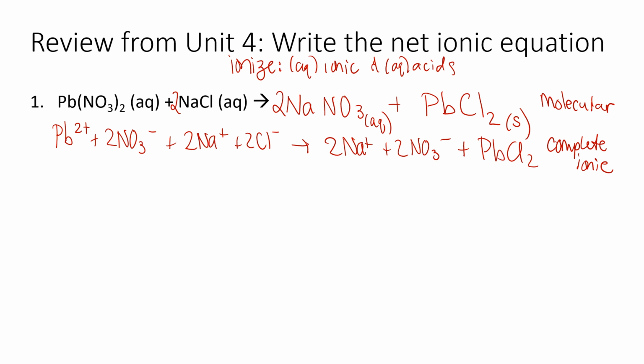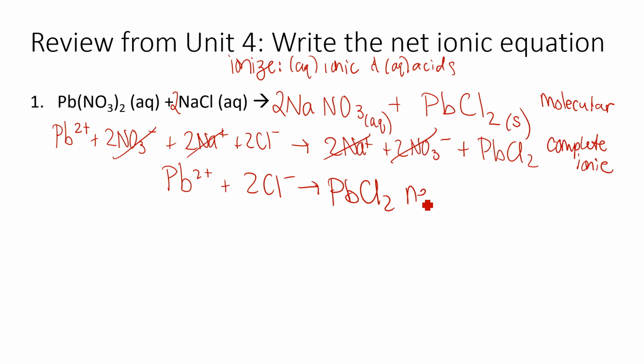And then for the net ionic, I would eliminate any spectators. Those are the ones that show up on both sides here. So what I would be left with is this right here, and this is what we call my net ionic equation. This is an example of a precipitation reaction, where we form a solid. So this is just some refresher from Unit 4 to give you some background going into what we're going to talk about today, which is acid-base reactions.